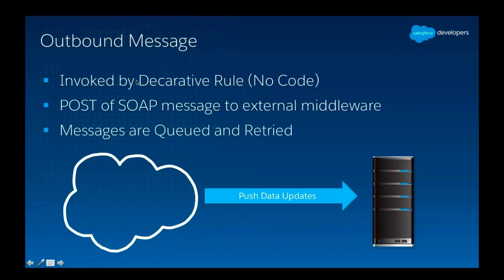So next thing is outbound messages. So this is actually another way of pushing out data changes to external systems. It's invoked by a declarative rule, and there's actually no code on the Salesforce side to make this happen. It's almost like a webhook in its implementation. The only problem is that it uses a SOAP message instead of a traditional webhook type of interface. Another nice thing about the outbound message feature is that it is queued and retried if necessary. So if for some reason the sending of the message failed, Salesforce will recognize that it didn't get a response from the client, and it will automatically retry that. You don't have to make the client do the work on that side.